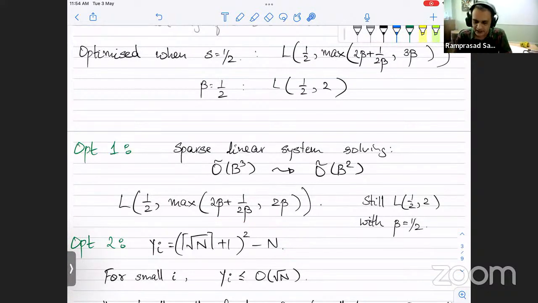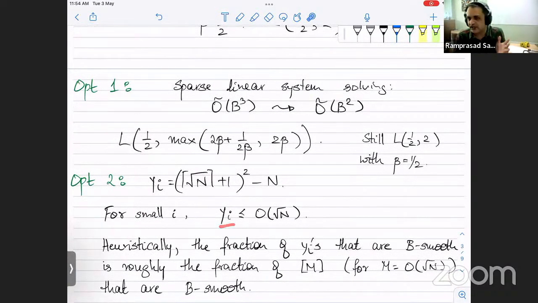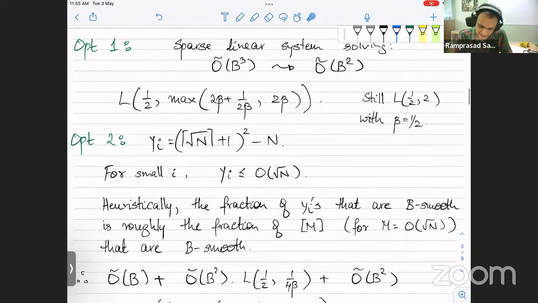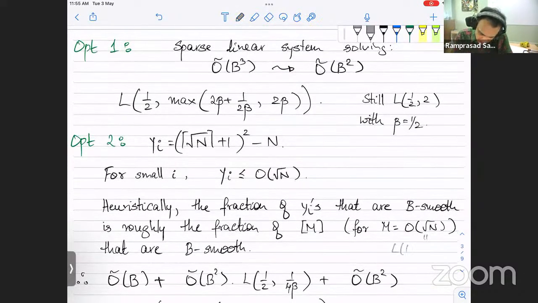So the point is, heuristically, what we want to say is the following. Each of these YIs is some number of size at most order root n. And I want to know, in order to get one B smooth number, how many tries do I need? Previously, the density estimate we used was: among the first n numbers, what fraction of them were B smooth. Now I know for a fact that these YIs are only bounded in the range of about order root n. It's not as large as n at all. So heuristically, maybe the fraction of these YIs that happen to be B smooth is roughly the fraction of the first order root n numbers that happen to be B smooth. And because of root n, this is equal to L of 1 comma half, as opposed to L of 1 comma 1, which is what n was.